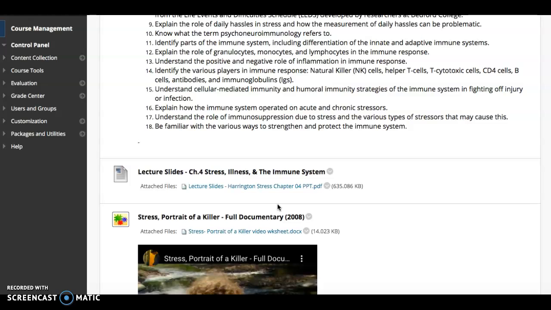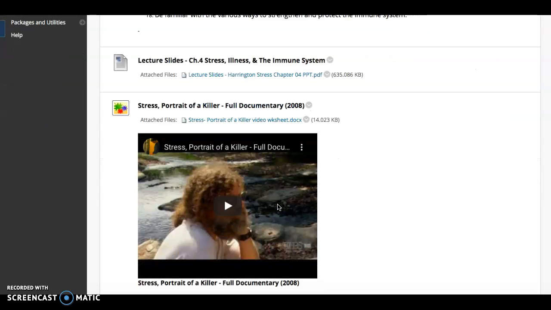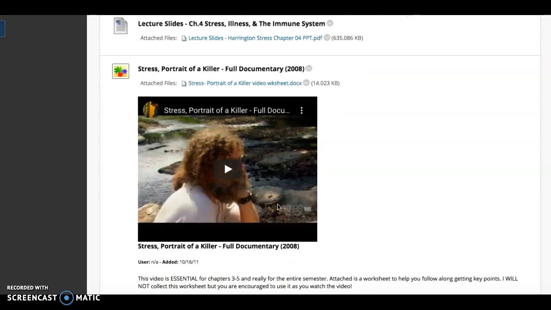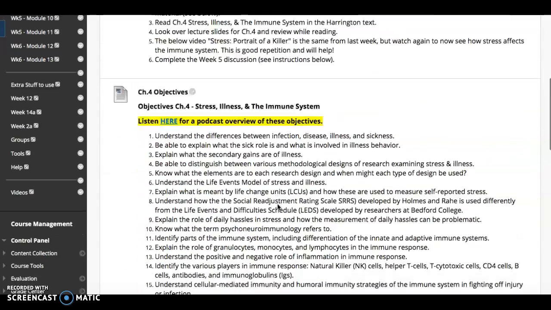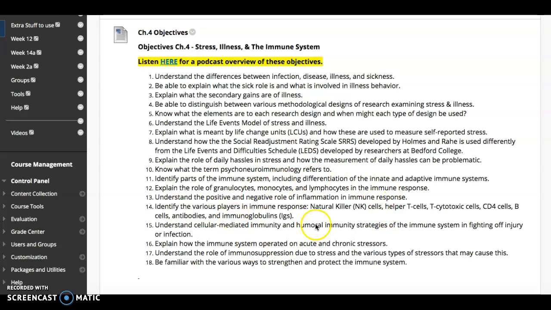And the video does a really great job, actually, of mentioning many of those. It talks about natural killer cells. It talks about immunosuppression. It talks about a lot of the concepts that I've put up here: monocytes, lymphocytes, and the immune response. What happens when the immune system attacks itself? How do we gain immunity? All of those factors.